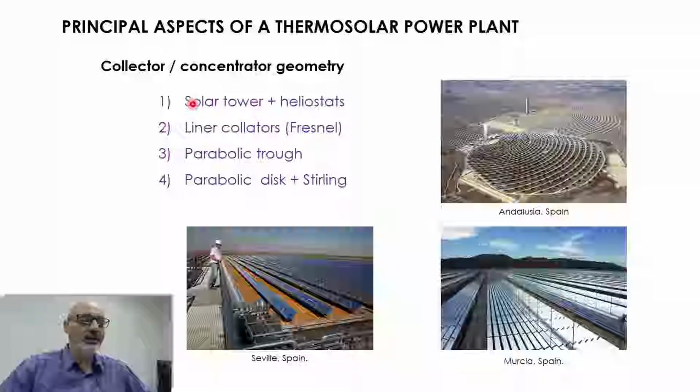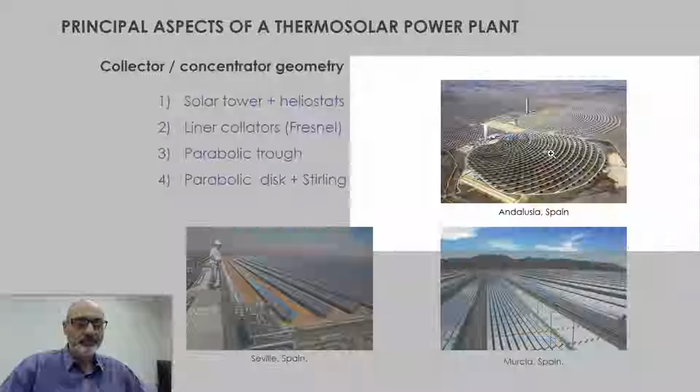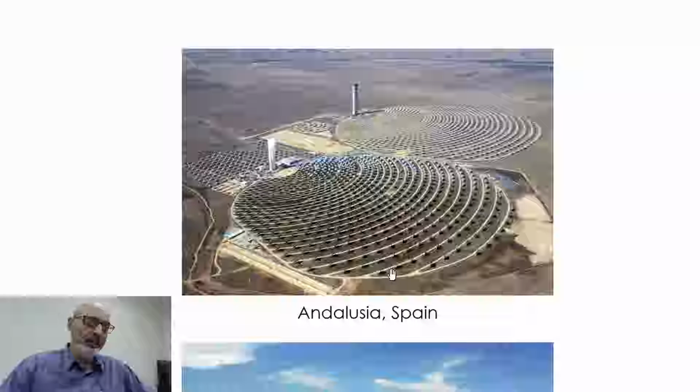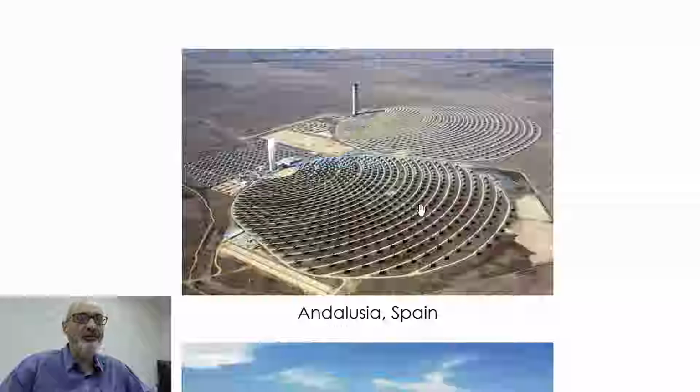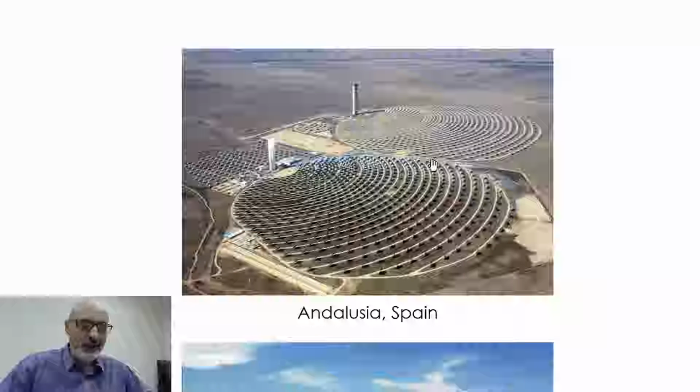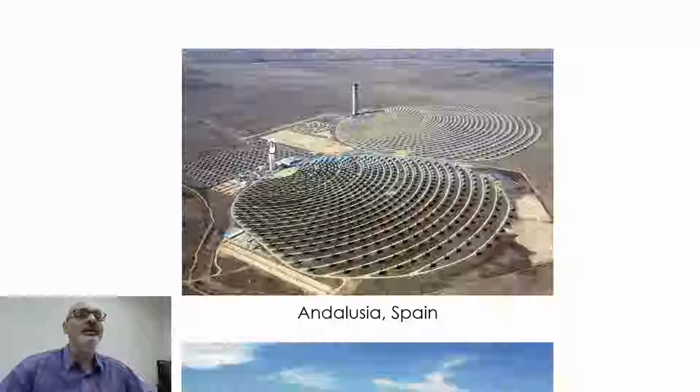So we're trying to focus on these three subsystems. First, let's start with the collector slash concentrator possible geometries. First we have what we call solar towers plus heliostats. Let me zoom here to show you. In a solar power plant like this, you have a tower here with a collector, and you have a series of flat mirrors. And each of these mirrors moves individually in order to reflect the solar energy to a point here on the tower.